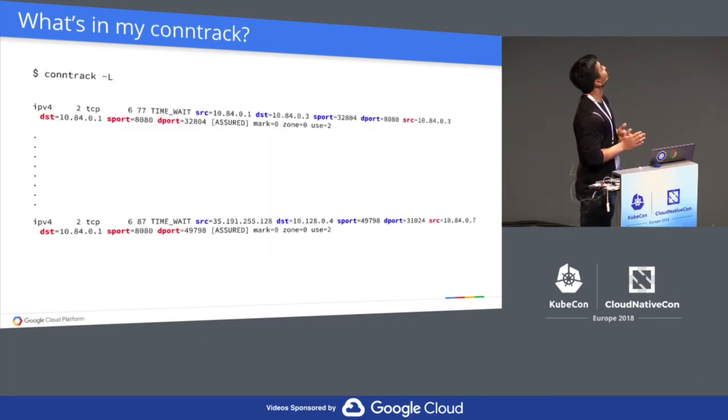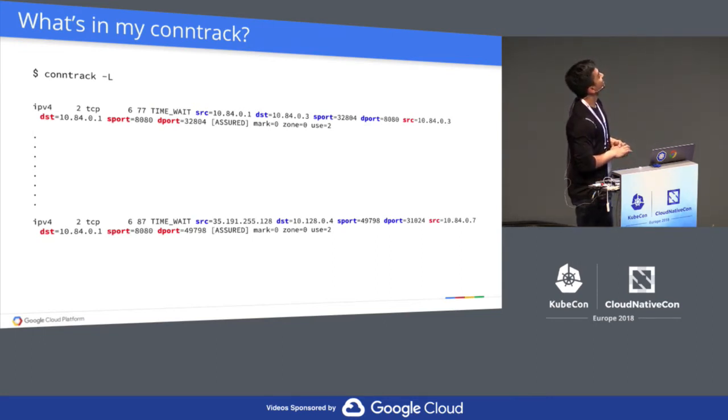Okay, next source of truth, conntrack. Conntrack is a really good way to see the state of the system in a dynamic way, whereas IPtables is kind of static. It doesn't show you what's going on at any given time. Conntrack does. And so we have two examples here.